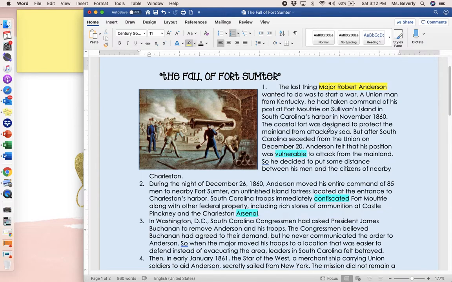The coastal fort was designed to protect the mainland from attacks by sea, but after South Carolina seceded from the Union on December 20th, Anderson felt that his position was vulnerable to attack from the mainland. So he decided to put some distance between his men and the citizens of nearby Charleston. So I'm going to highlight this sentence here that talks about how Anderson wanted to move his troops because it was no longer a part of the Union's territory.